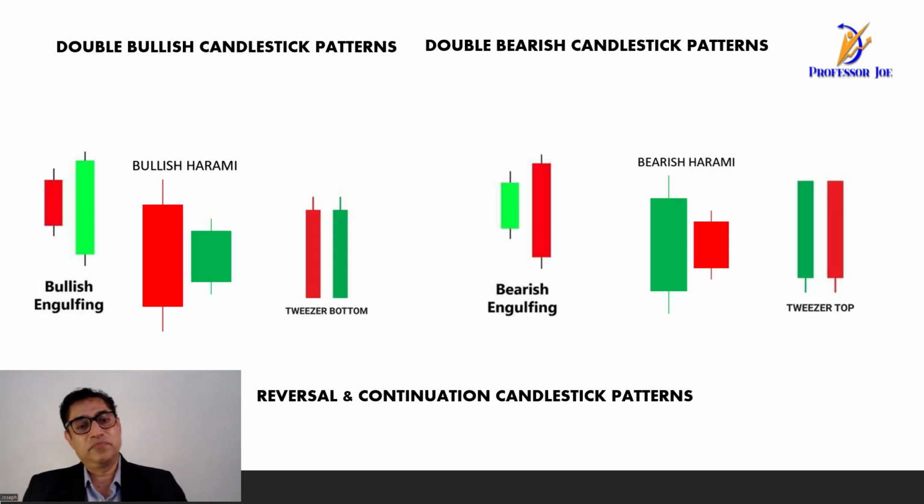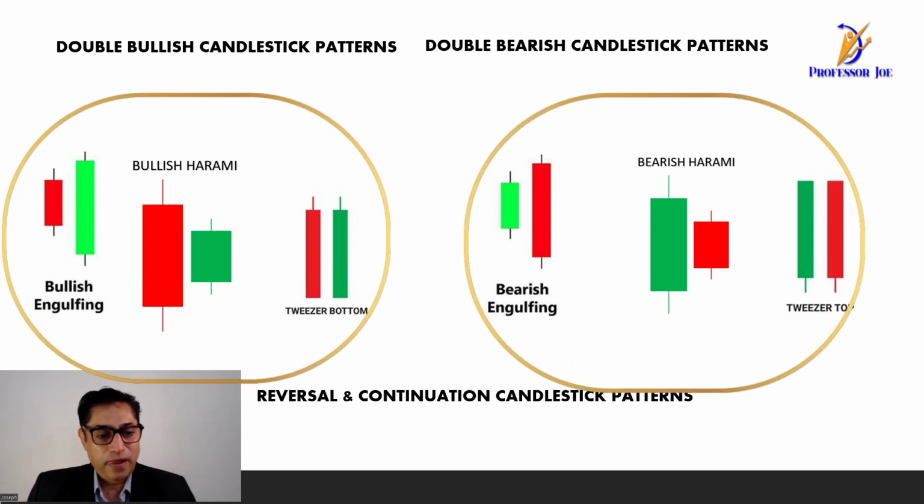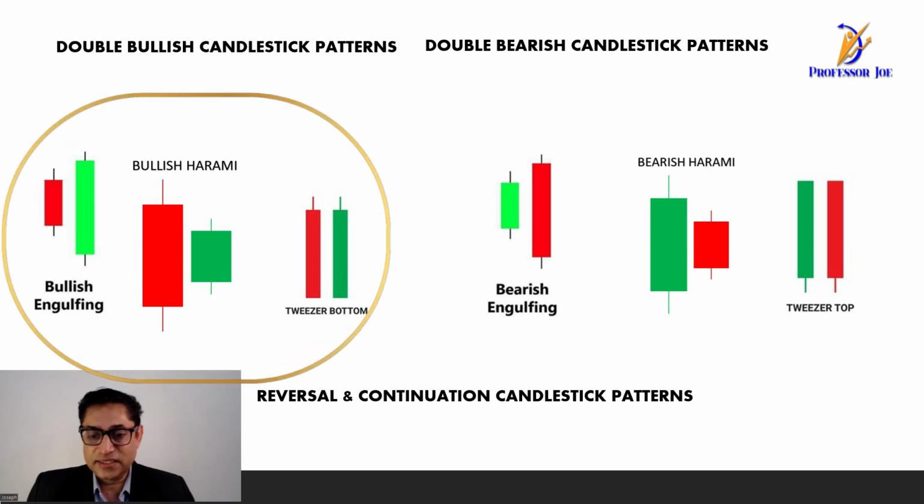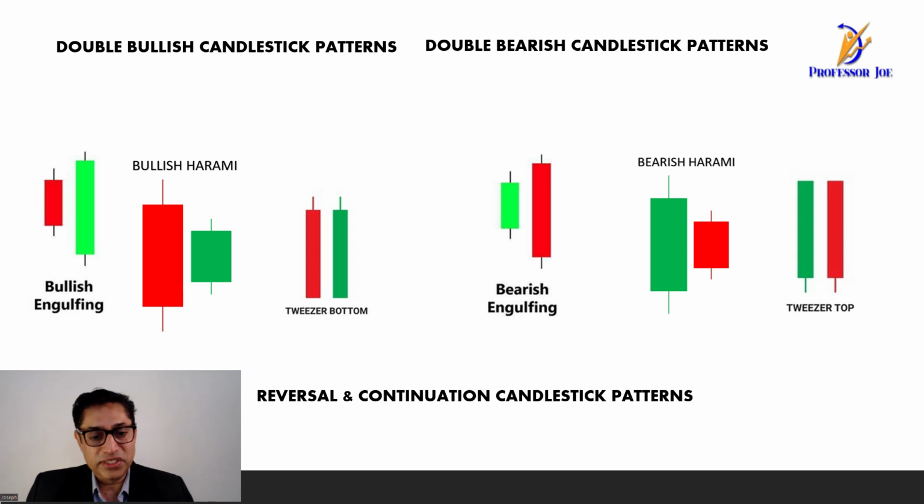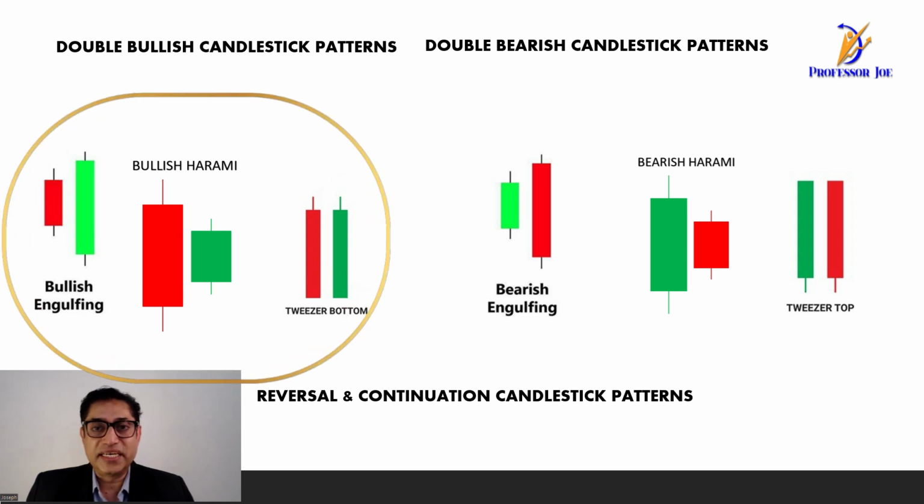These are some examples of dual candlestick patterns. To the left are the bullish candles and to the right are the bearish candles. Whenever you see a bullish engulfing, a bullish harami or a bullish tweezer candle at the bottom of the chart, you can go for a buy.